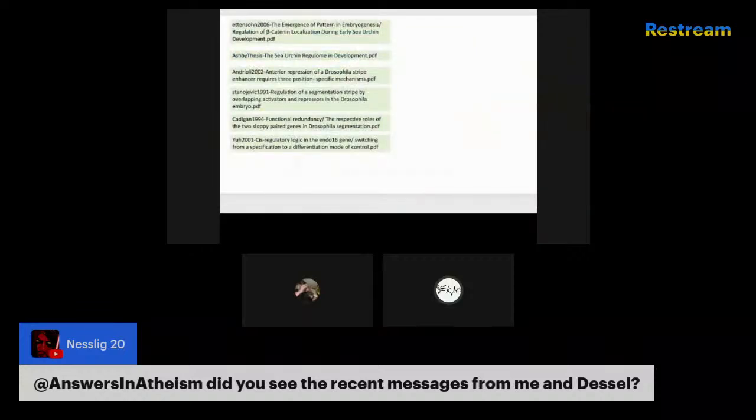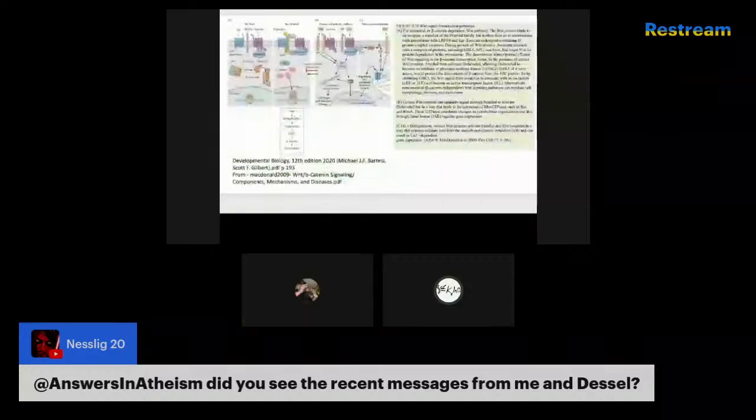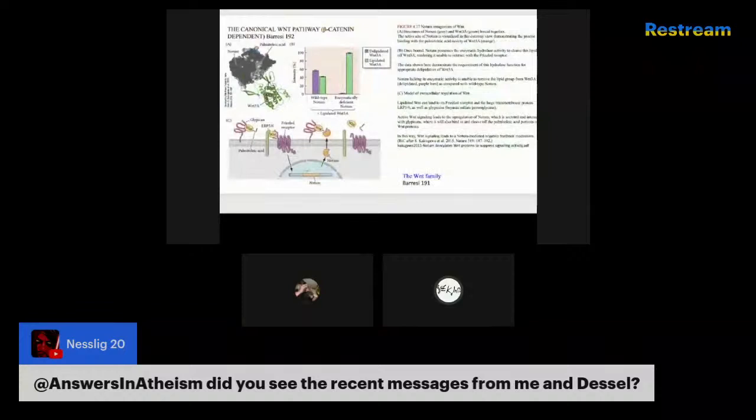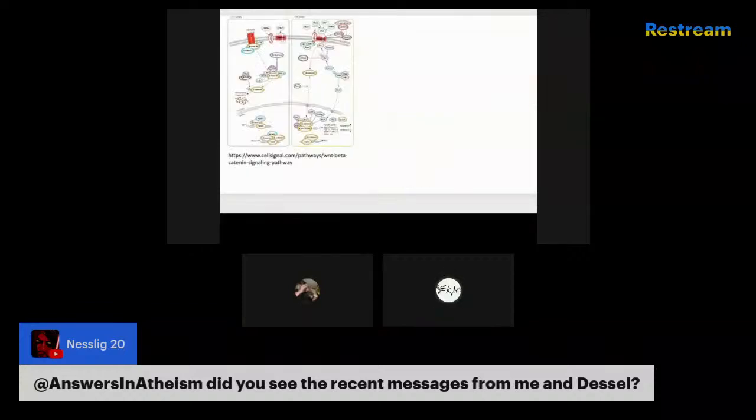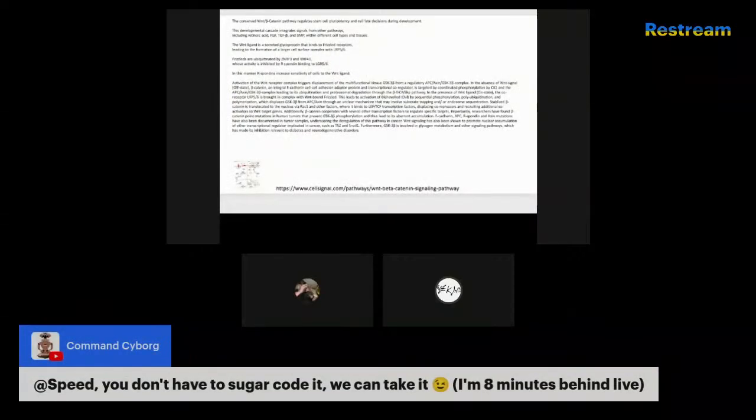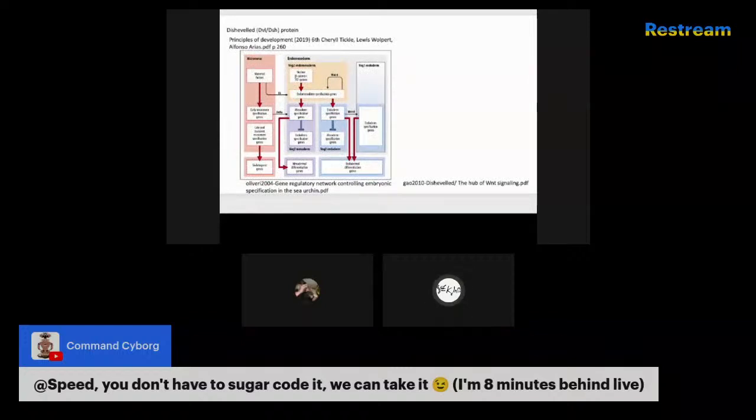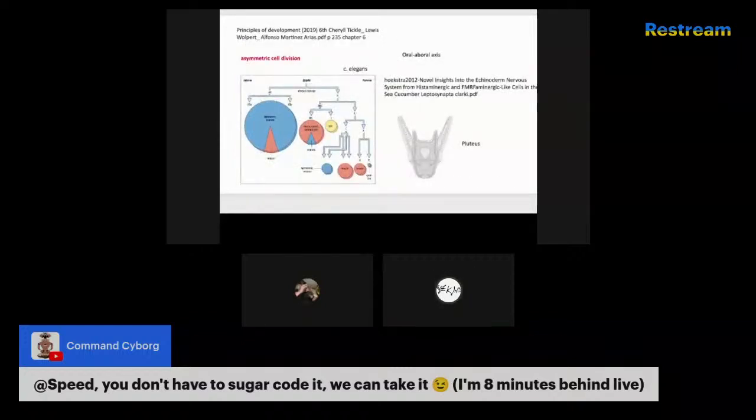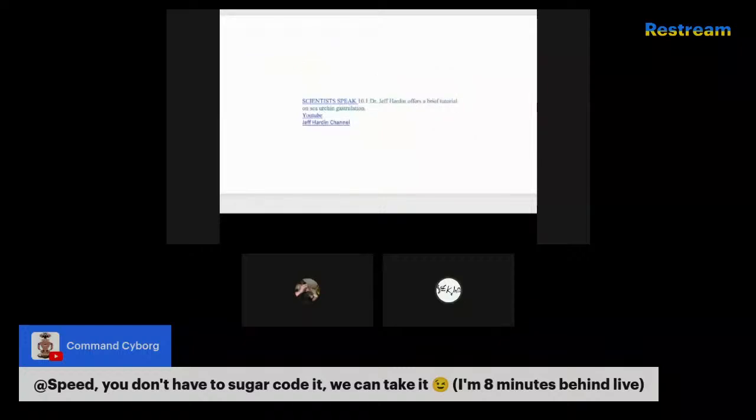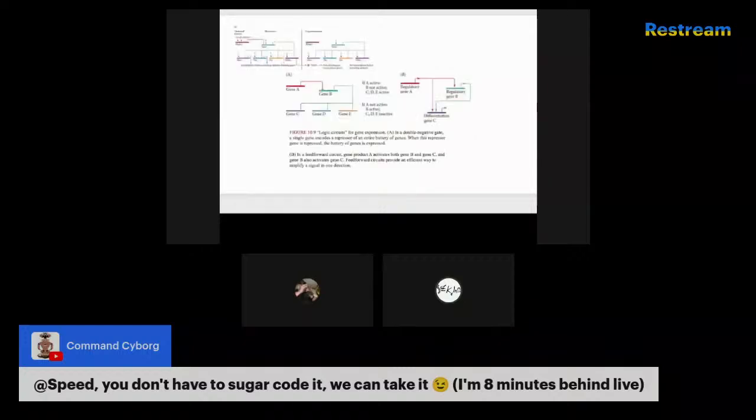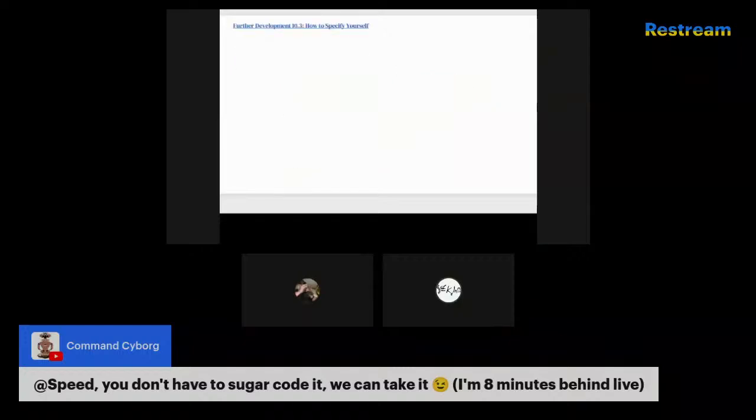Let's see. Here's papers. I got papers up the butt. I got a lot of papers. Wnt family. Papers and papers. Paper after paper after paper, as a certain someone would say. Standing for truth. Here's some stuff we did from the other day. So I have some videos I could show. There's a whole bunch of stuff to dig into here.